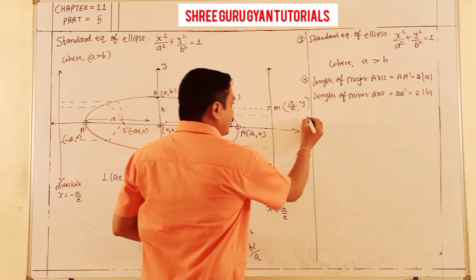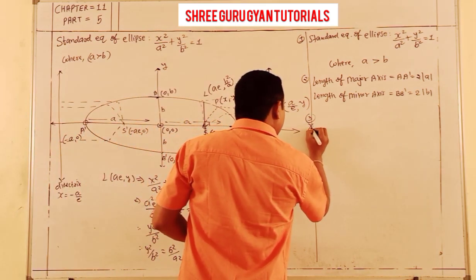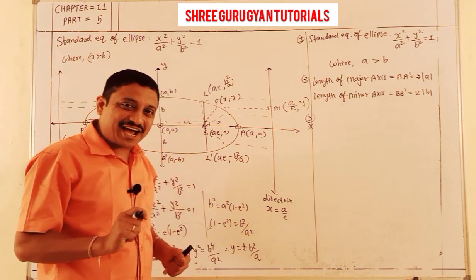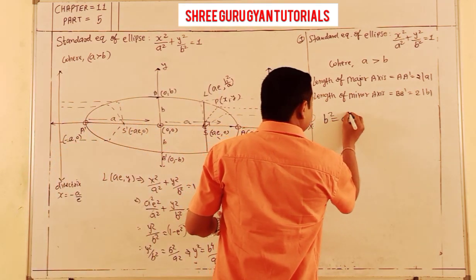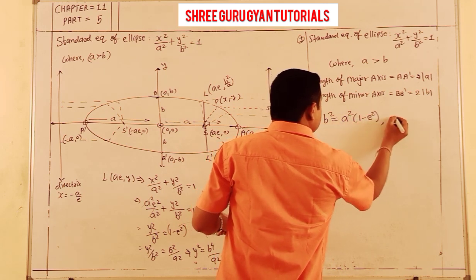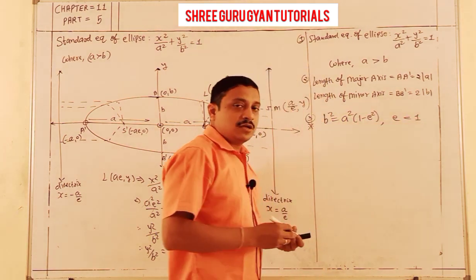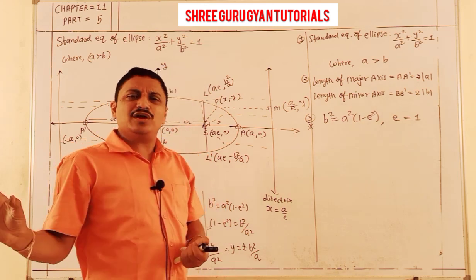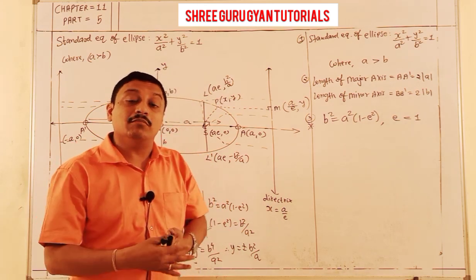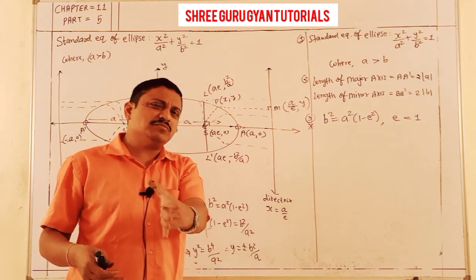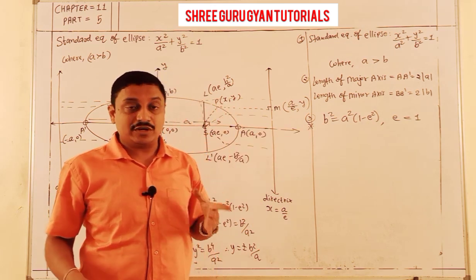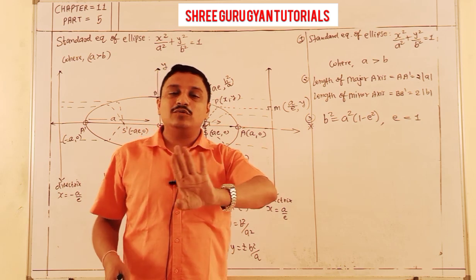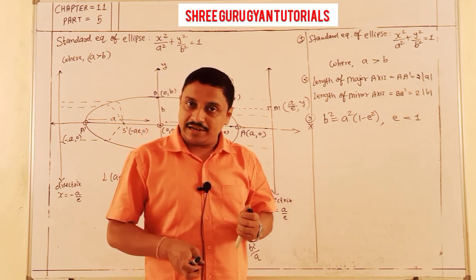Third point is the main point. Learn it by heart for every numerical, make it a star. This point is the main point. b square is equal to a square times 1 minus e square, e less than 1. Every time, every numerical of the ellipse must use this point. b square is equal to a square times 1 minus e square. Without this, you cannot calculate any numerical of the ellipse.